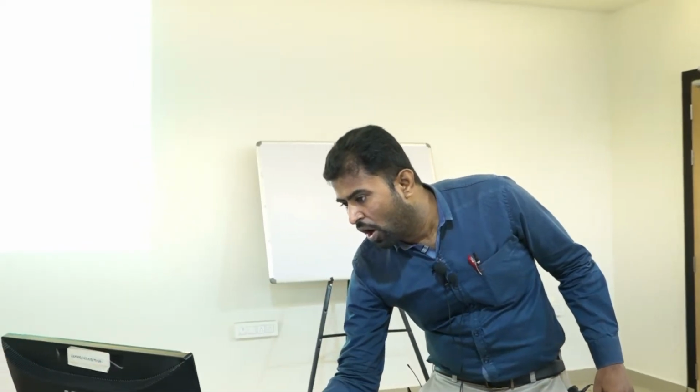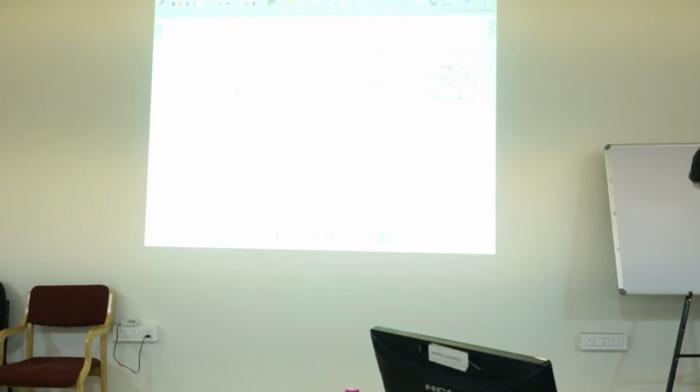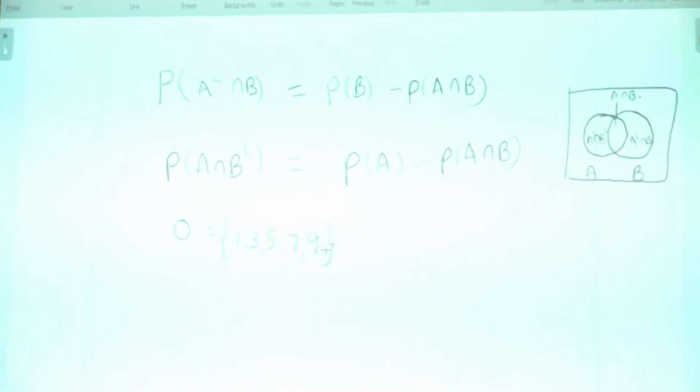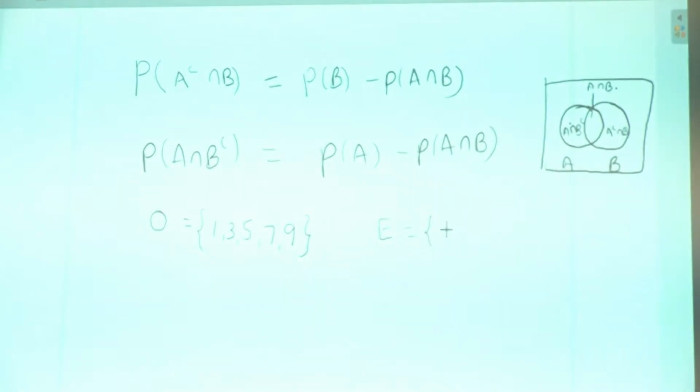Sum is odd. How many numbers are there? How many odd are there? How many even are there? 4 even, 5 odd. Okay? Odd is 1, 3, 5, 7, 9. Even is 2, 4, 6, 8.